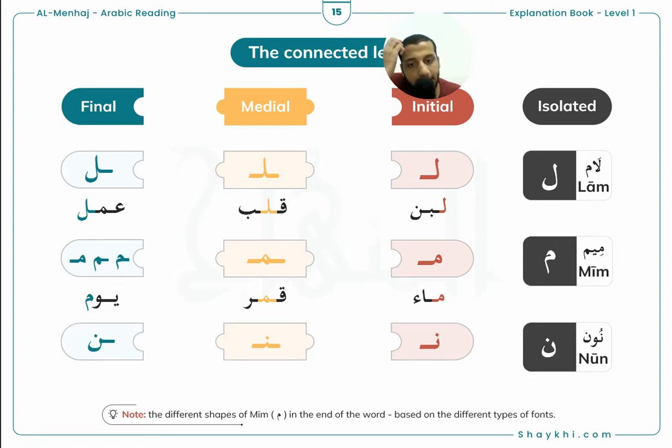Okay, so let's take examples. Nahr, as you can see, this is the initial form of the letter Noon, and we have sana, this is the middle form, and we have ayn, this is the final form of the letter Noon. So these are all the forms of these three letters, Lam, Meem, Noon.